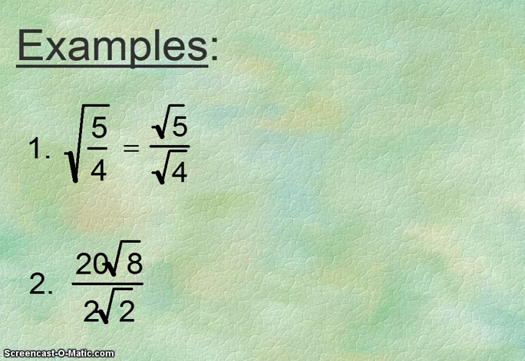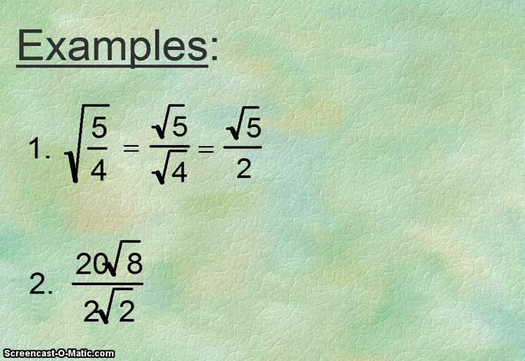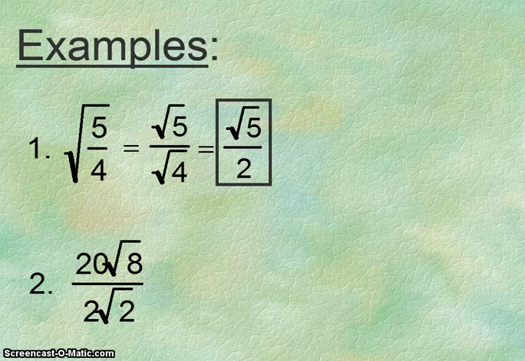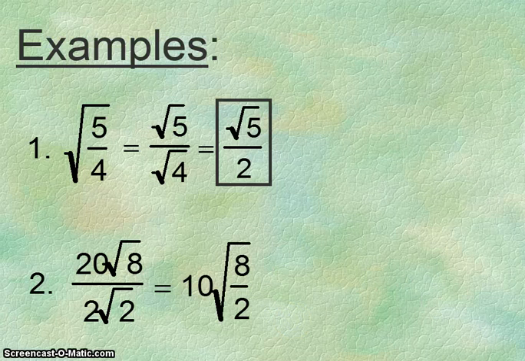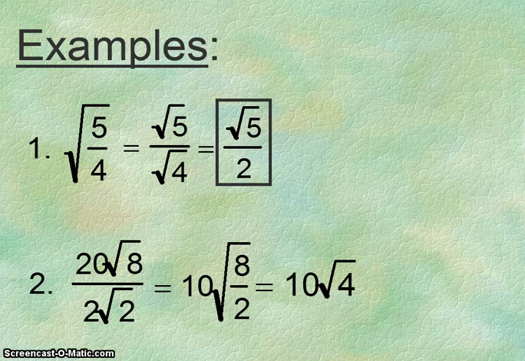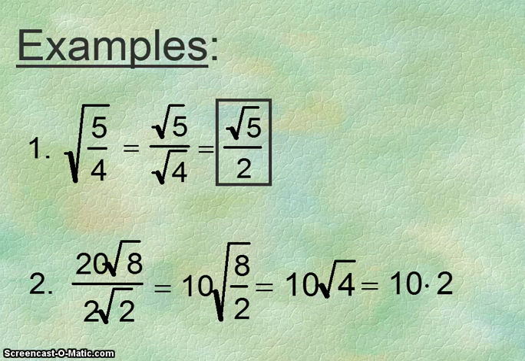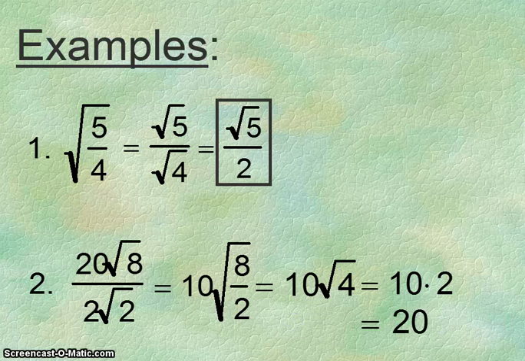We're going to simplify the first one to square root of 5 over square root of 4. The square root of 4 is 2, so we have square root of 5 over 2, and that's it. The next one, we've got 20 over 2, which is just 10, and then the square root of 8 over 2, which is 4. 8 over 2 is 4. And then the square root of 4 is 2, so it's just 10 times 2, which is 20.